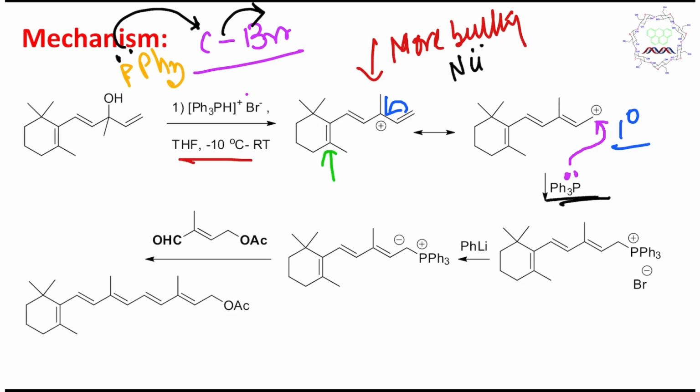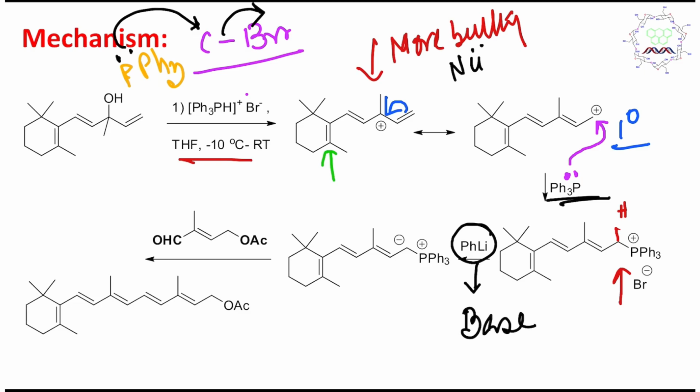Okay, and after this nucleophilic attack, this phosphorus is expected to carry a positive charge because it's attacking from its lone pair as a neutral molecule, and bromide will be the counter anion here. Now if you look at this, this is an allylic system, and it has a proton, and if you treat this with phenyl lithium, in this case phenyl lithium acts as a base.